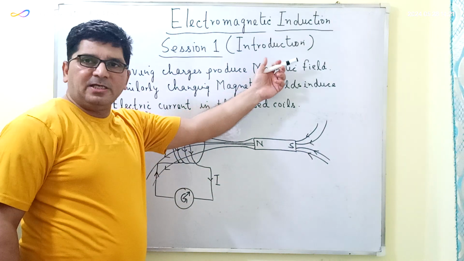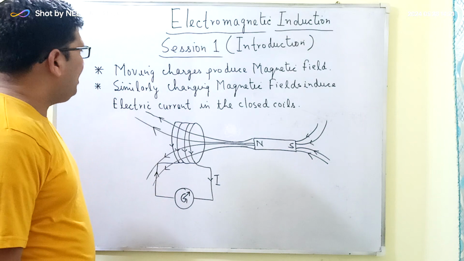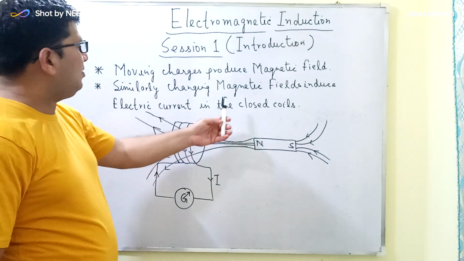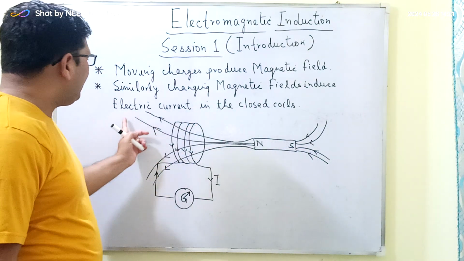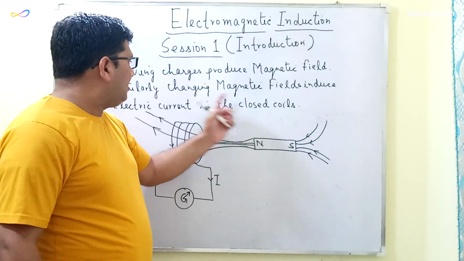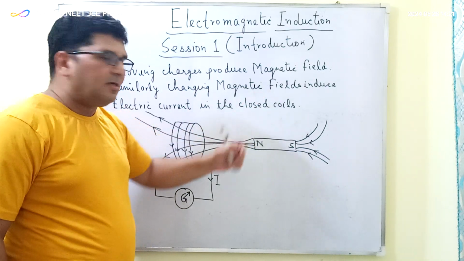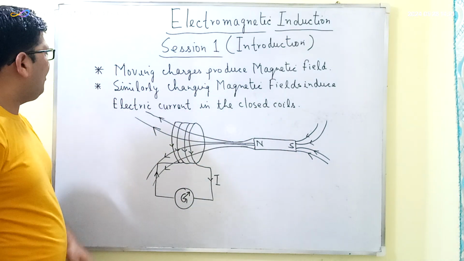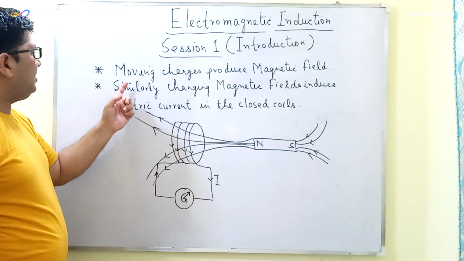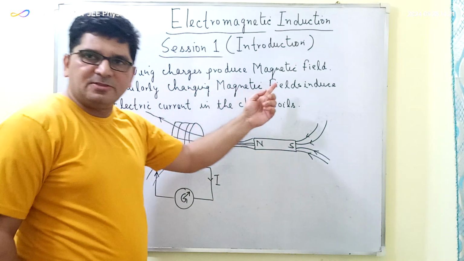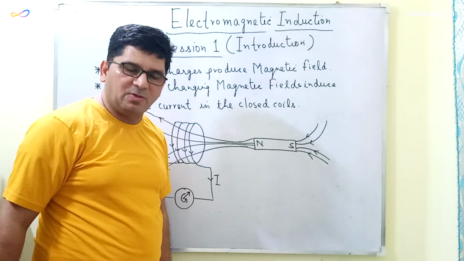This is an introductory session in which I will be discussing the induction of an electric current in a closed coil due to changing magnetic fields. So the first point here I have written is that moving charges produce a magnetic field. This is the first point which all of you must be knowing.